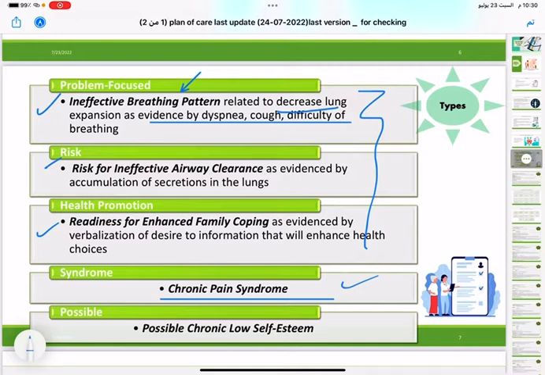The risk will be something like risk for ineffective airway clearance, evidenced by some symptoms, okay, like accumulation of secretions or something like that. In the promotions, directly you write what you want to promote. The patient coping with his disease, for example, then evidenced by the patient verbalizing, asking, or verbalizing that he wants to understand, or to get information, whatever evidence you need. But the evidence, you understand that it is something you can see and you can verbalize, the patient can verbalize, or you can see it in the report also.